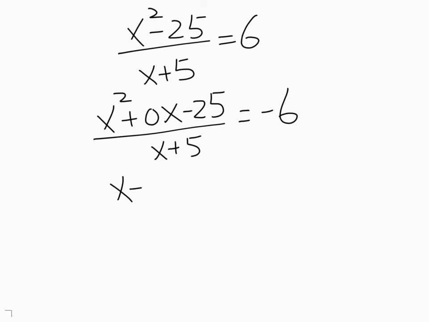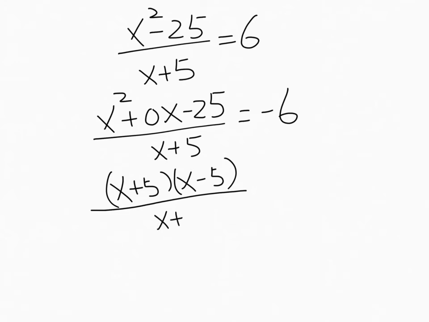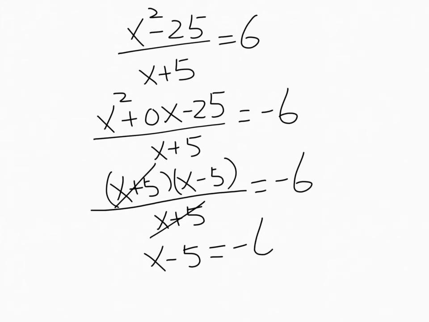So I was thinking about x plus 5 and x minus 5. Plus 5, minus 5, same value, but different signs, and positive 5 times -5 equals -25. Now I have x plus 5 over x plus 5. They're exactly the same thing, so they can be reduced down to 1 over 1. I'm left with x minus 5 equals -6.